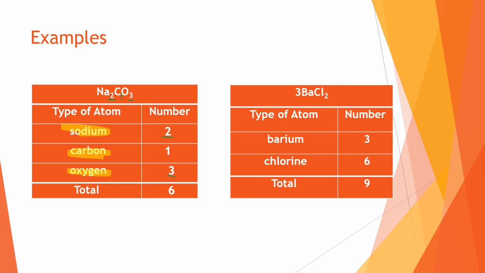Let's try this next one over here. So we have a coefficient of 3 in front of the compound, so we have this 3 here that we can't forget about. And then we have BaCl2. So this says barium chloride. First thing we have to do is break it down into the elements that make it up. So Ba represents barium. Okay, so we have barium.